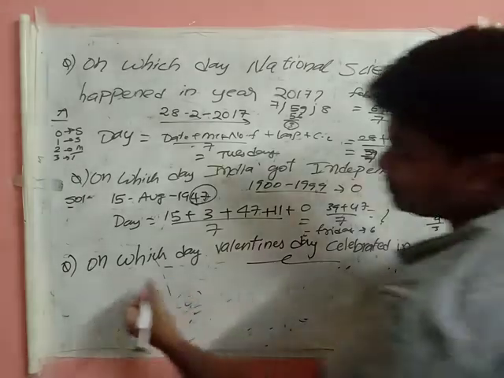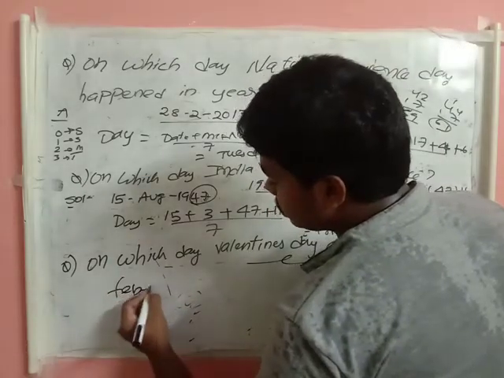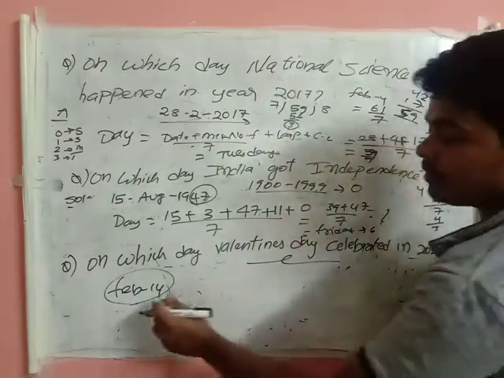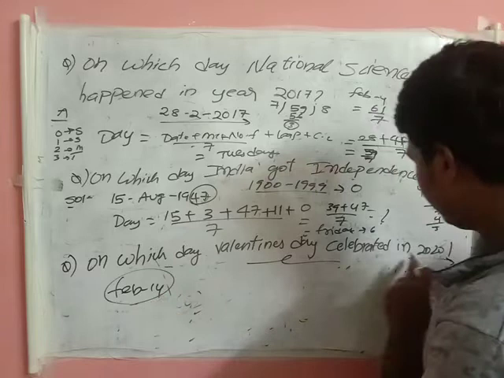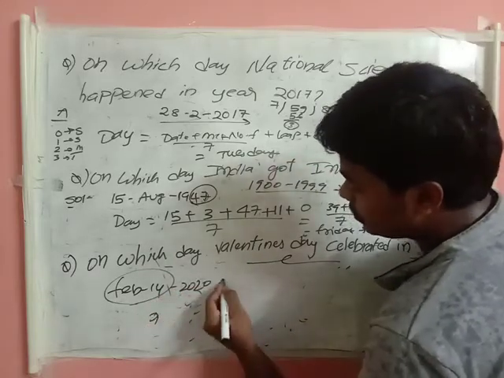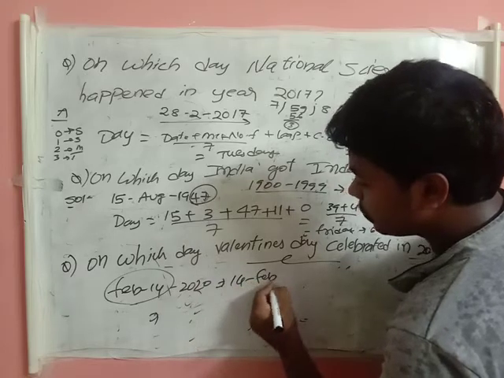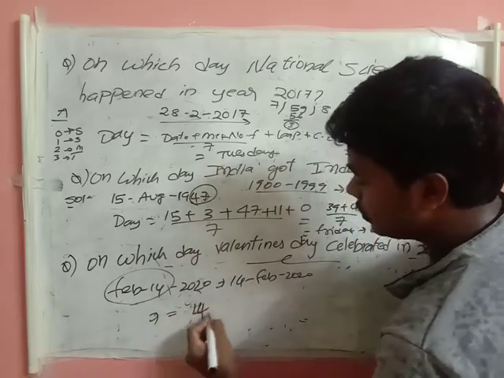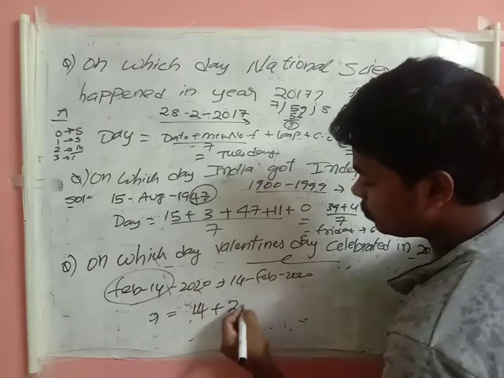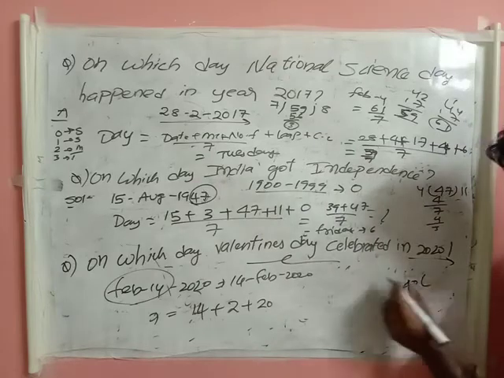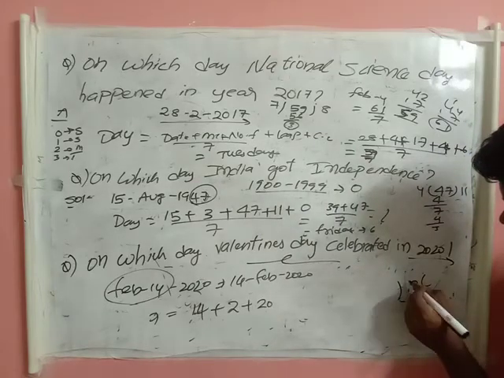So always February 14. We know that irrespective of years, Valentine's Day is always celebrated on February 14th. But he gave the year as 2020. Now it can be written as 14th February 2020. So day is equal to date. What is the date? 14. Month code for February is 2. Number of years is 20. Number of leap years is 20 divided by 4.